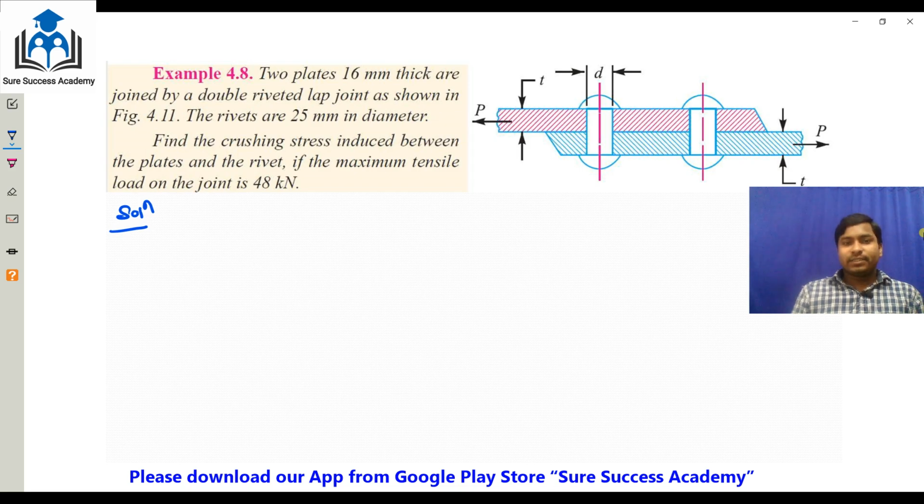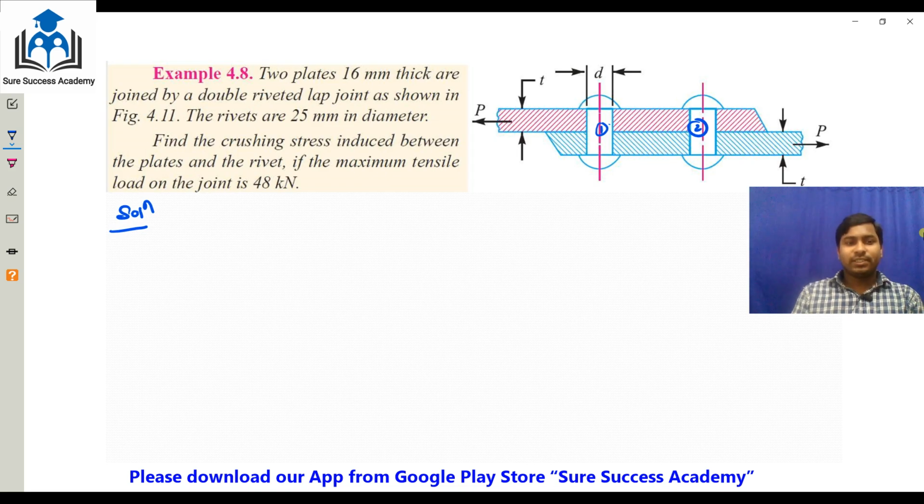Two plates of thickness 16 mm are joined by a double riveted joint. Double riveted means two rivets. We will see that in the lap joint, and when we study the riveted joints, we will know double riveted, triple riveted, and single riveted. No problem.